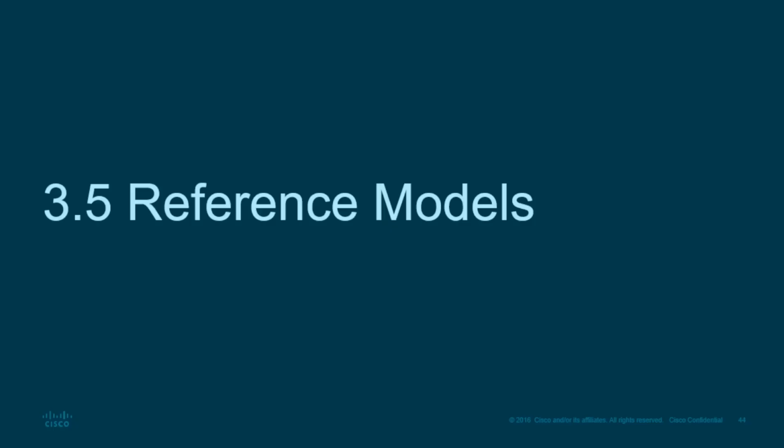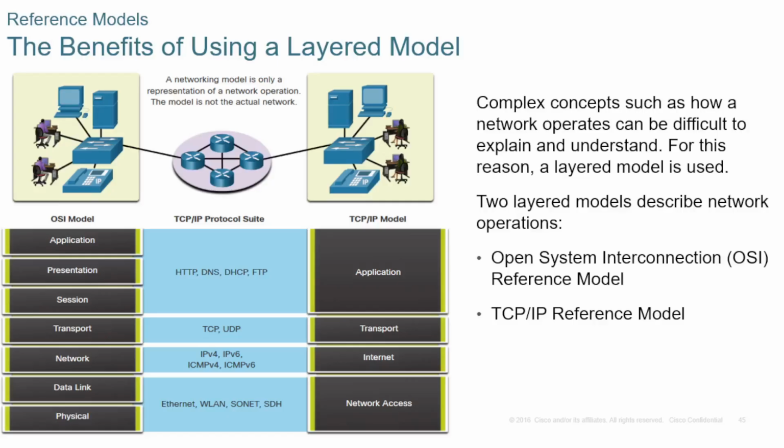Understanding how a network operates can be complex. Layered network reference models are used to help simplify these complex concepts. A reference model provides an overview or blueprint of how networking functions. They provide a big picture view.